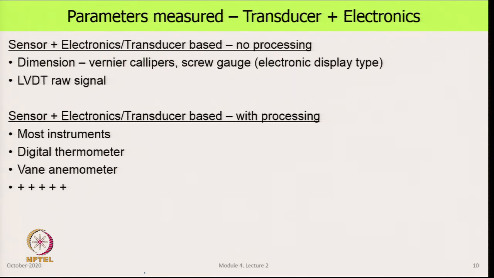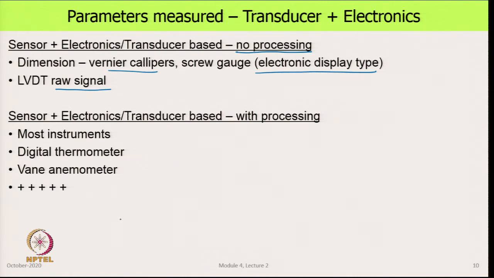Then we have some devices where there is electronics and transducer, but not much by way of processing. So, there is no signal processing happening here, and an example of that is the dimension indicated by an electronic type of a vernier calipers, or the raw signal coming out of a LVDT.